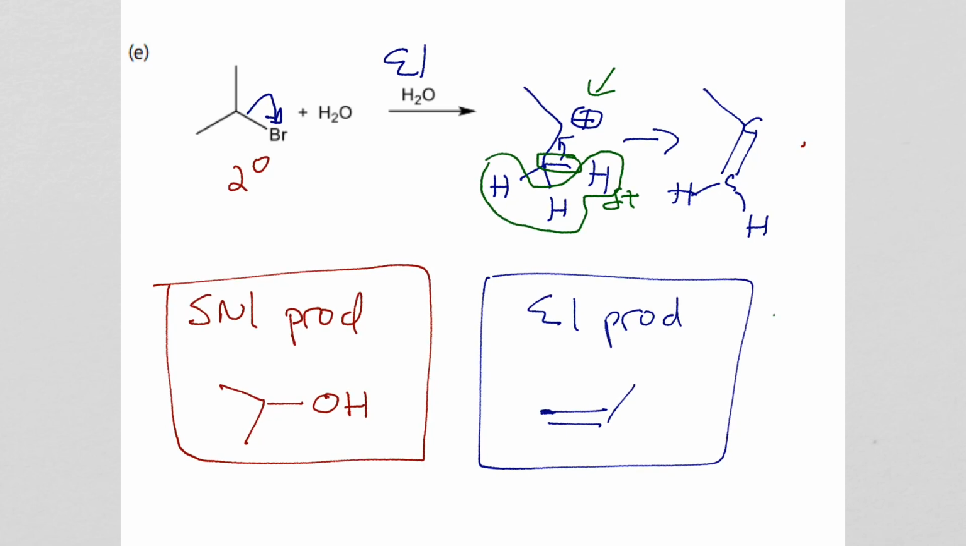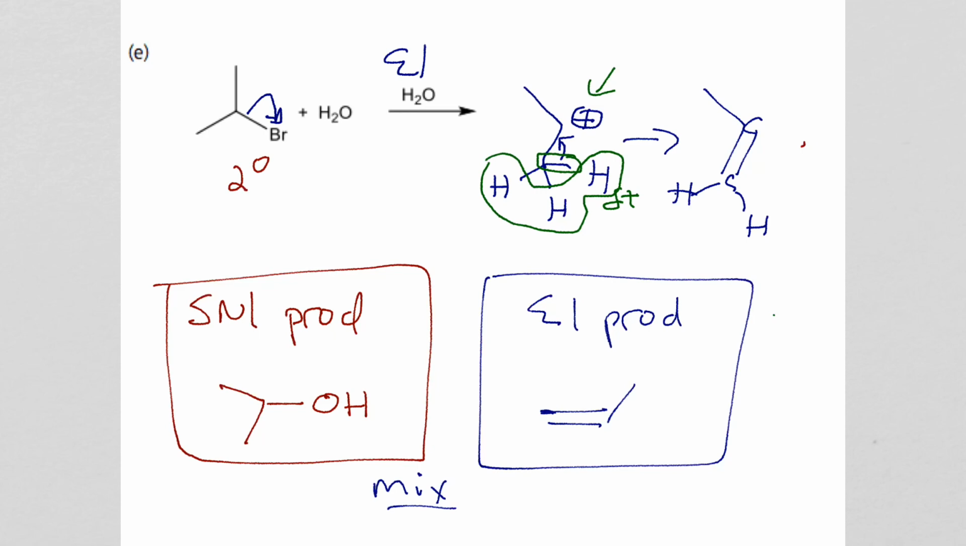Oh, I'm still recording, so I'll just go ahead and talk about this. At any rate, so there's your SN1 product and there's your E1 product. So you know that you're going to get a mixture of these two unless you have some additional information. So for something like that, this is definitely going to be a mixture.